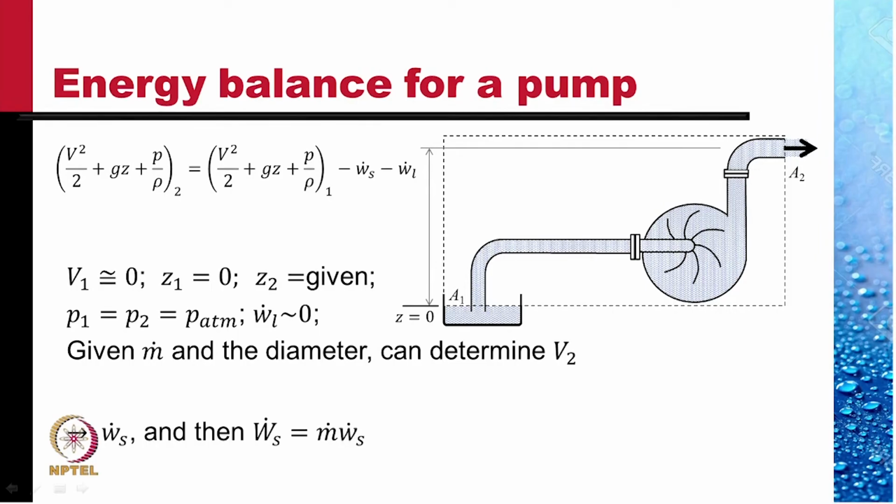Ws is what we want to calculate, and then we can find out capital Ws dot is equal to m dot lowercase ws dot. Recall that lowercase ws dot is the work done per unit mass throughput, while capital Ws dot is the total work done per unit time by the system.